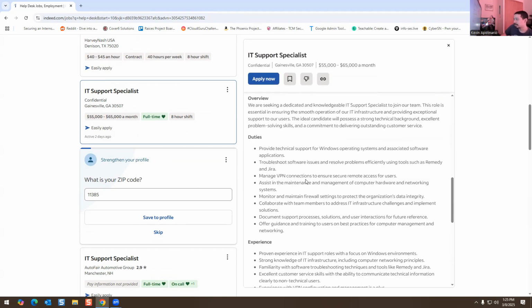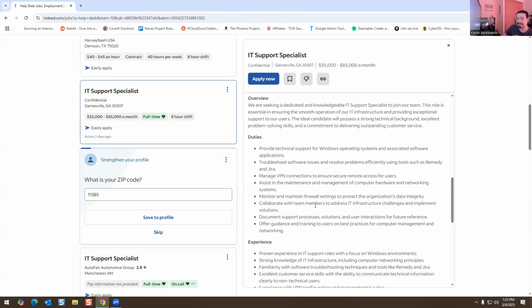They're asking for VPN connections to ensure security. So you have to know about VPN, virtual private networks. You have to know how to use tools like Remedy and Jira. Jira is a ticketing system. They have Windows operating systems associated with software applications. Understanding firewall settings.